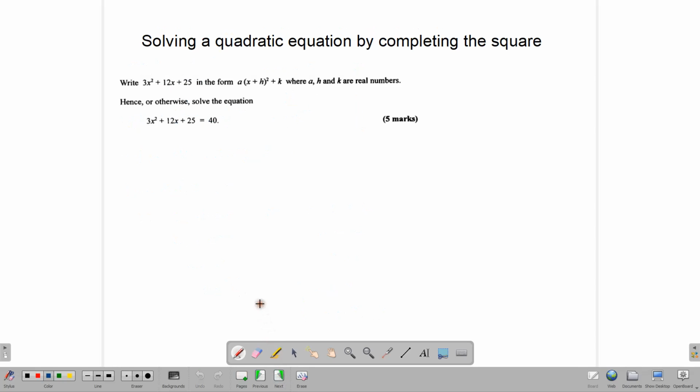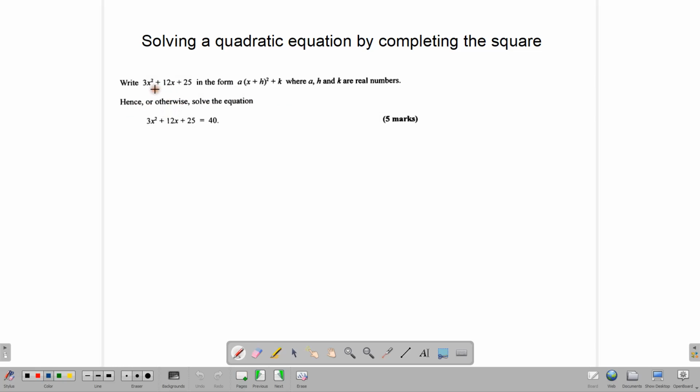Now, let's look at how to solve a quadratic equation by completing the square. Usually, when you're asked to use this method to complete the square, it's usually a part of another question. So for example, here, this question says write 3x squared plus 12x plus 25 in the form a bracket x plus h squared plus k. So we must complete the square on this expression. And having done that, it says hence or otherwise, meaning that we can use another method to solve it, or we can continue onward from what we found.